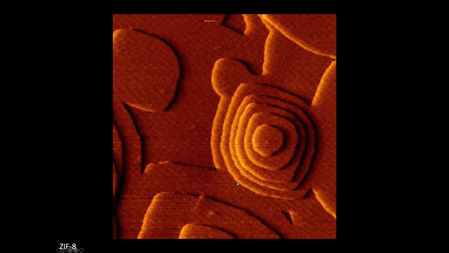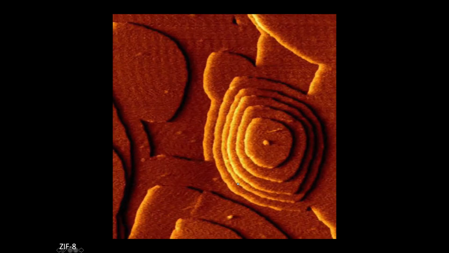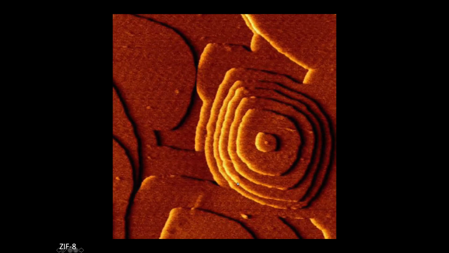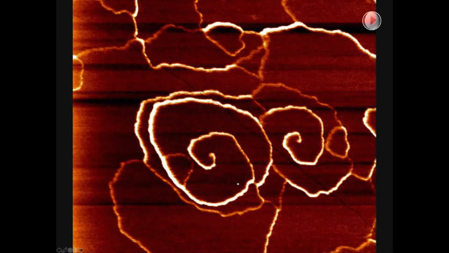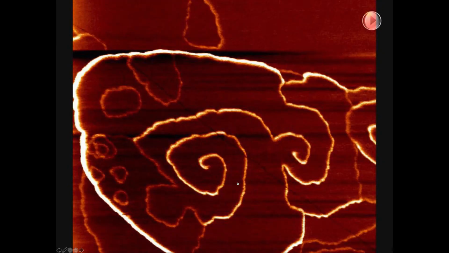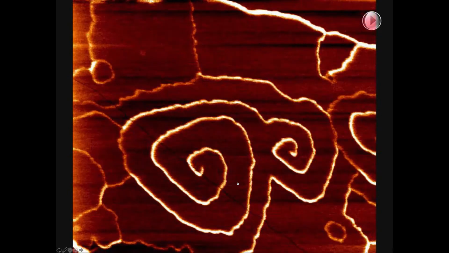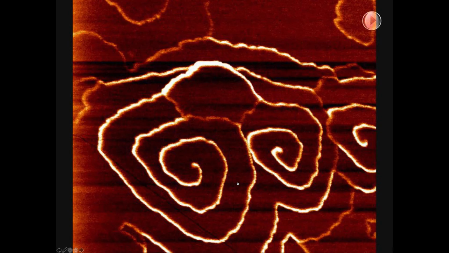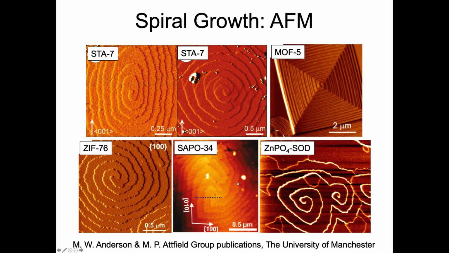Then we can use atomic force microscopy to determine nanoscale surface topography. This can be done in an in situ manner, as we see here, and we can see spiral growth, we can see layer by layer growth, we can see the shapes of the terraces. And if we look at many different systems, you'll see specific signatures of the surface topography depending upon the crystal system that we are looking at.